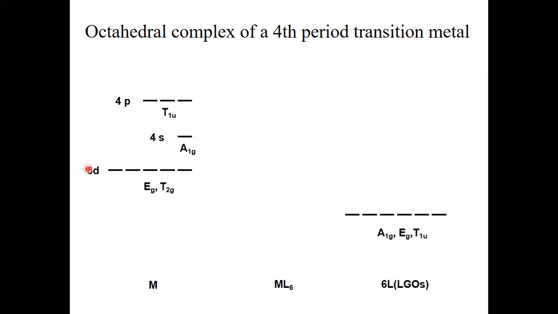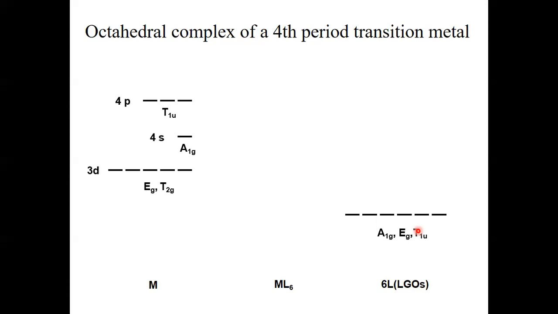We determined previously that for the 3d orbitals, we have Eg and T2g symmetry respectively. The 4s orbital has A1g symmetry, and the 4p orbital has T1u symmetry. For the ligand group orbitals, we just determined that one has A1g symmetry, one has Eg symmetry, and one has T1u symmetry. So what we need to do again now is combine orbitals of the same symmetry type to form molecular orbitals. The number of molecular orbitals must be the same as the number of atomic orbitals.